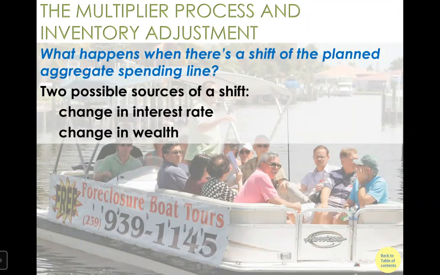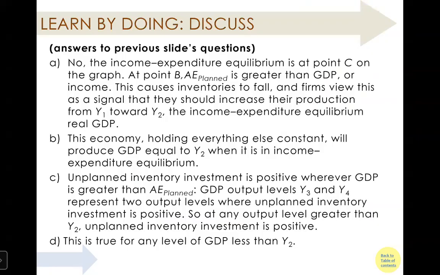Now we understand this Keynes cross. Now we understand this income expenditure model. Next, we are going to see what causes the change in the equilibrium in this framework. Usually this means we need to understand what causes the shift of the planned aggregate spending line. So let's go back to the previous slides.